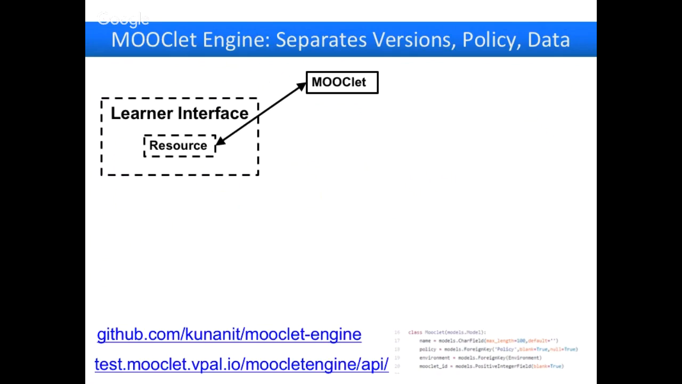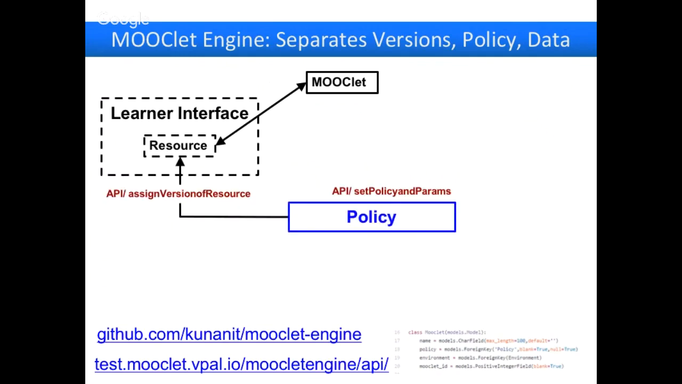So the key idea behind this MOOClet engine is that you've got an interface, whether it's an online course, or in fact, it could be a web app on Facebook. And you take a component of it and you make it one of these MOOClets. And what that means is that you make an API call when it's being loaded that says, tell me what version to assign.